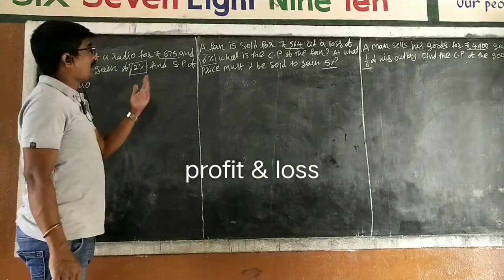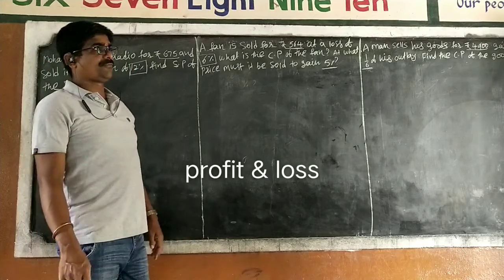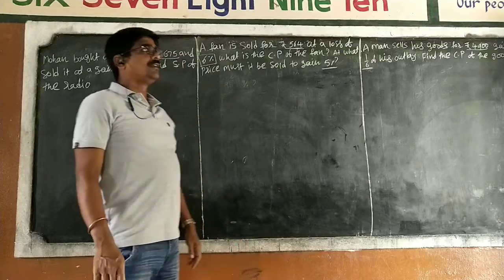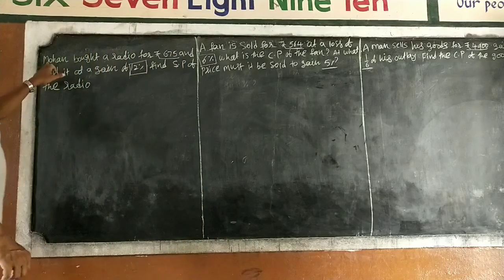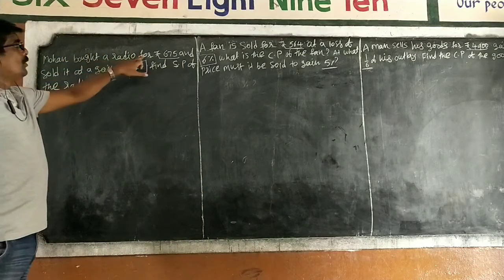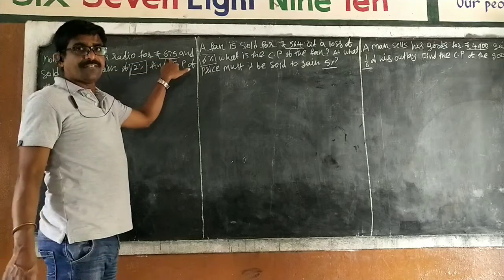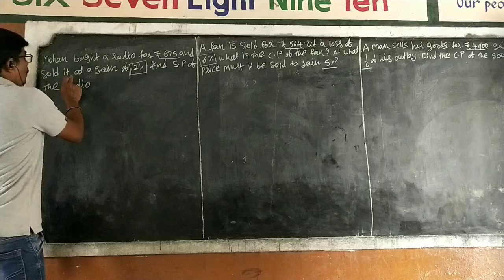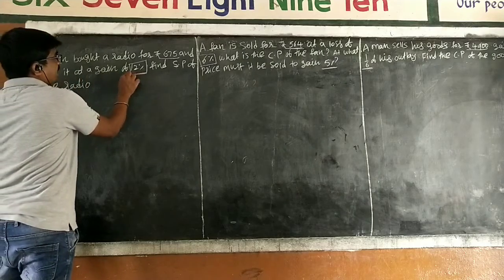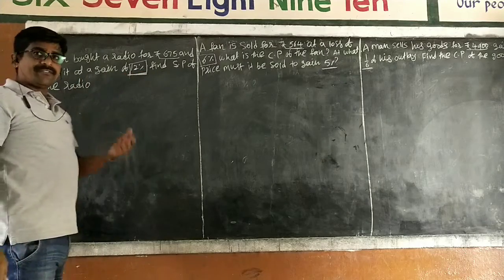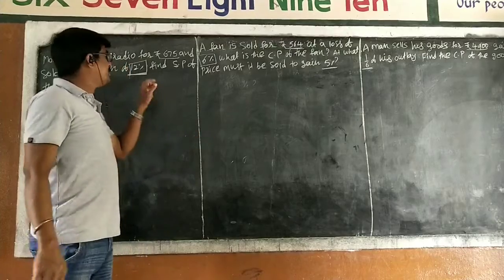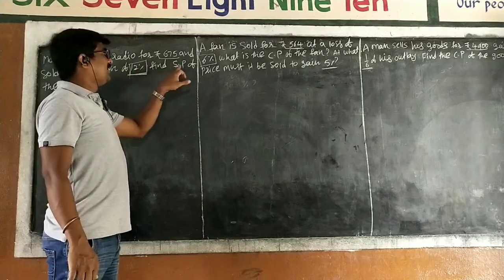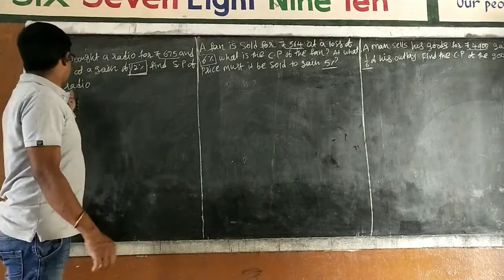So, problems on profit and loss. Mohan bought a radio for rupees 675 and sold it at a 12% gain. The profit percentage is 12%. Find the selling price of the radio.